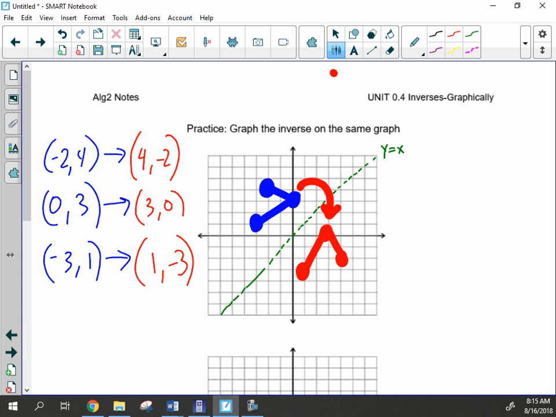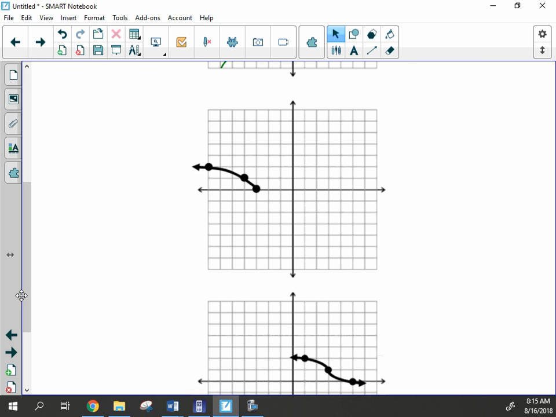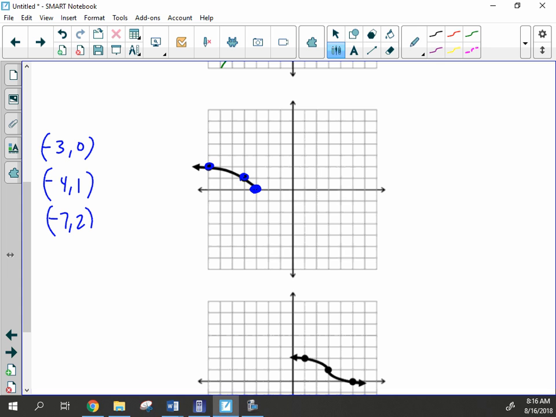You'll also have to be able to do this for a curve. So same strategy. I'll just start right here. I'll call that the starting point. So it's at negative 3, 0. The next one is at negative 4, 1. And then the third one that I've given is at 1, 2, 3, 4, 5, 6, 7 to the left, and then 2 up. So to find the inverse, we would switch these: 0, negative 3. 1, negative 4. 2, negative 7. So then we plot them: 0, negative 3, 1, 2, 3; 1, negative 4; and 2, negative 7. 1, 2, 3, 4, 5, 6, 7.